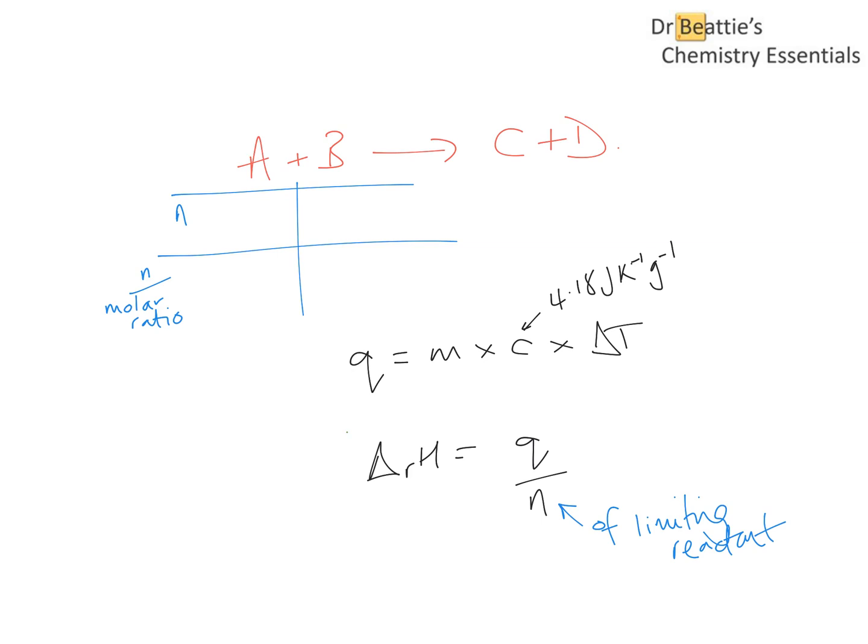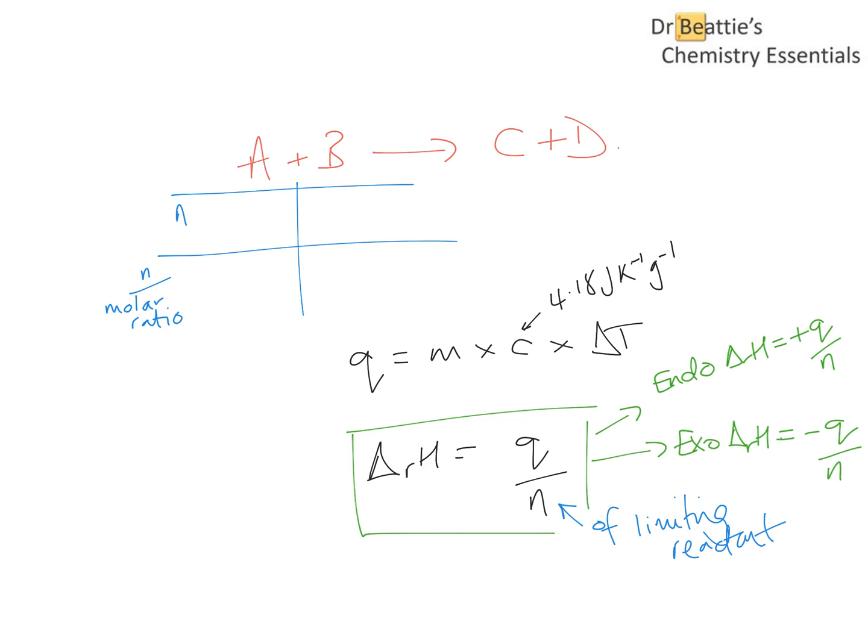Now something to be aware of is this equation here. If it's endothermic, then you have a plus Q over n. As we know, endothermic transformations have a positive enthalpy change. And just like combustion, exothermic will have a delta RH with a minus in front of the Q over n in order to get the correct signage.